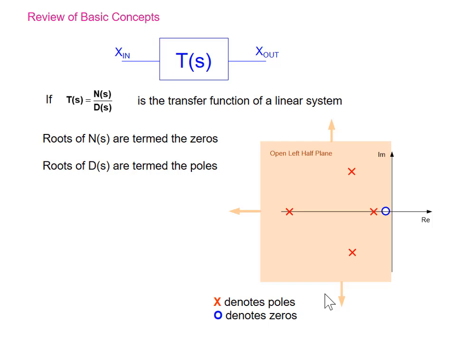We know that if we have a transfer function, then the roots of N(s) are the zeros and the roots of D(s) are the poles. And I've shown a pole-zero plot here. I'm showing 4 poles in the left half plane and 1 zero in the left half plane. We might get something like that for a 4th order system.